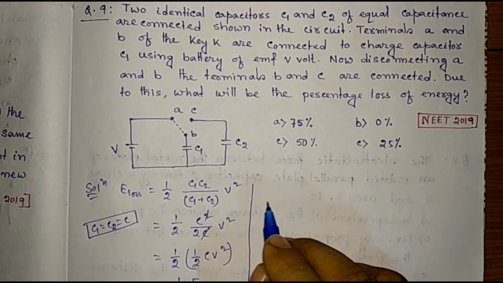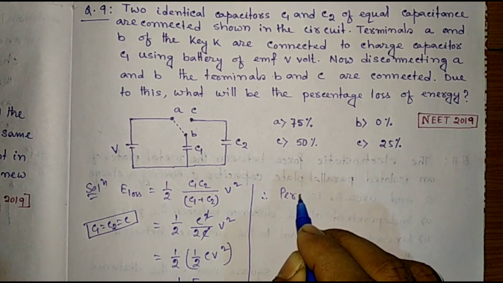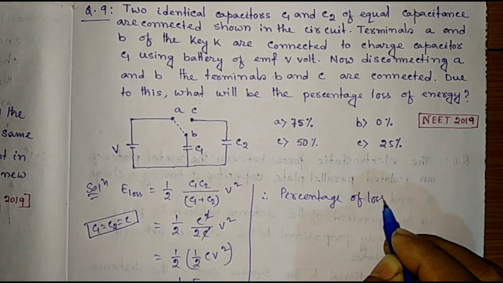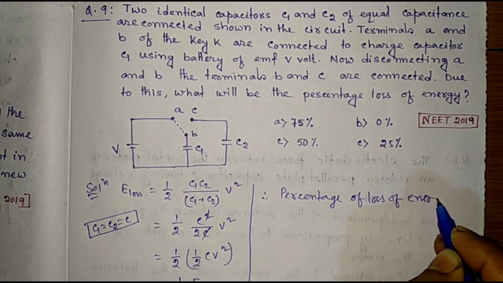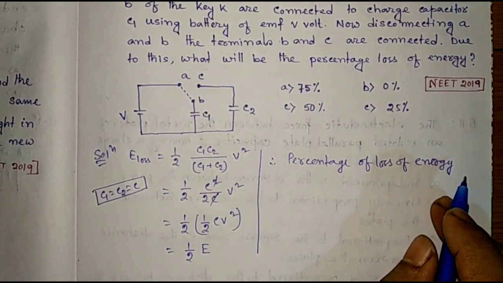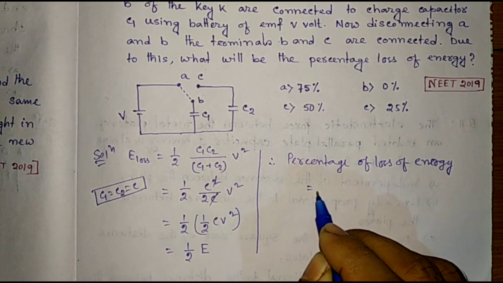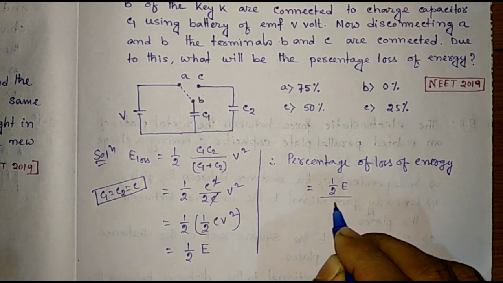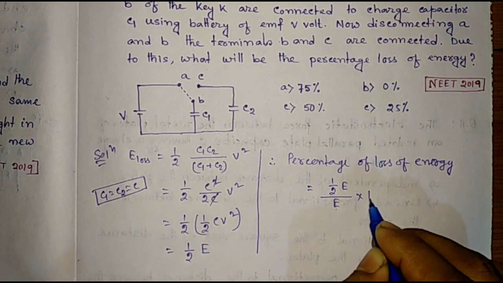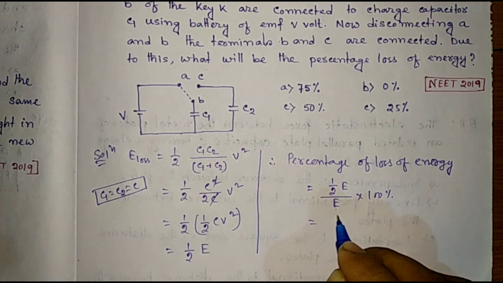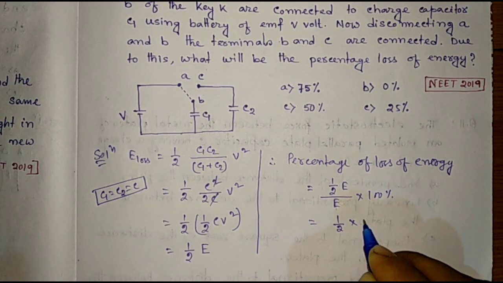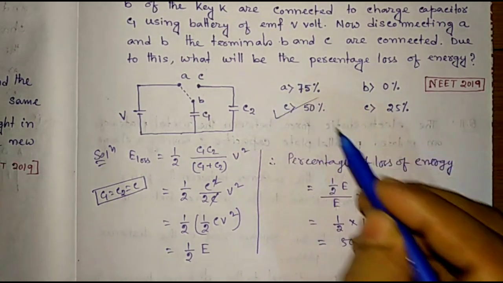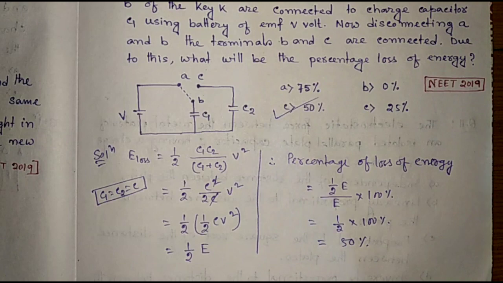Now the percentage of loss of energy is equal to loss of energy by initial energy into 100%, which is equal to half into 100%, which is equal to 50%. So 50% is the loss of the energy.